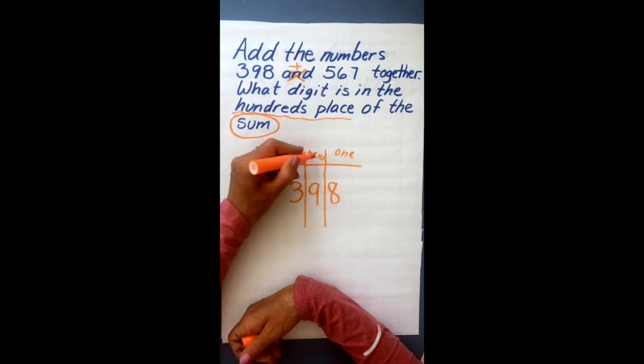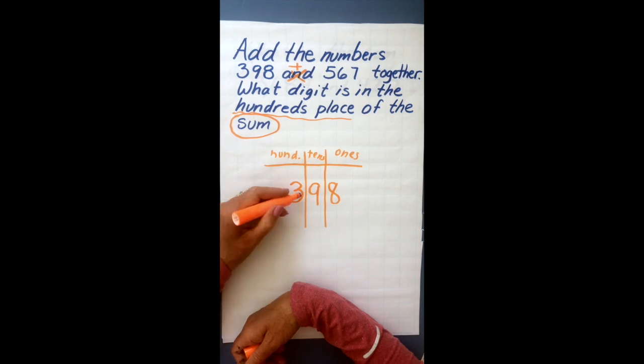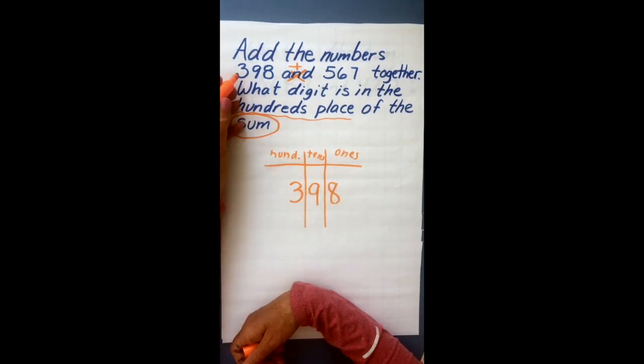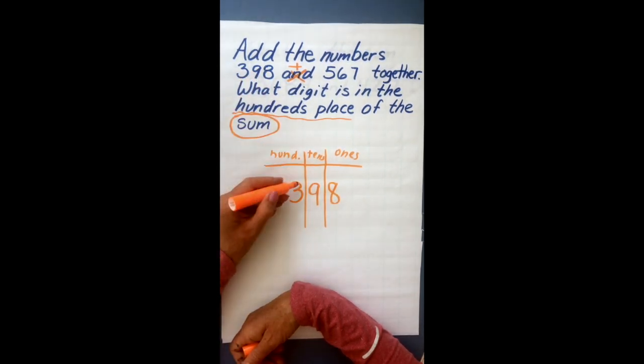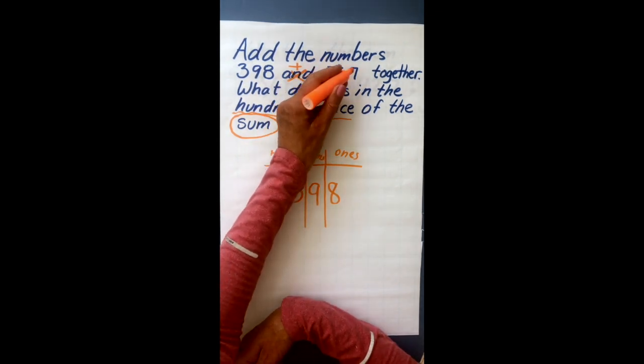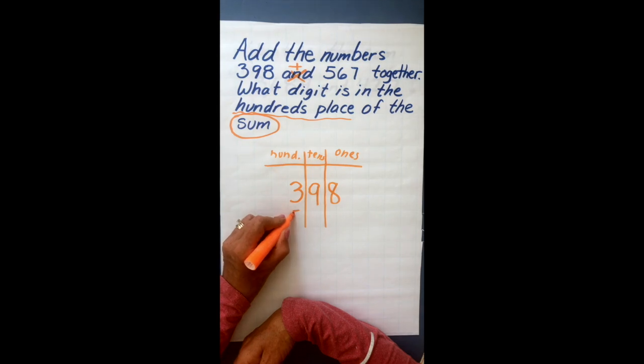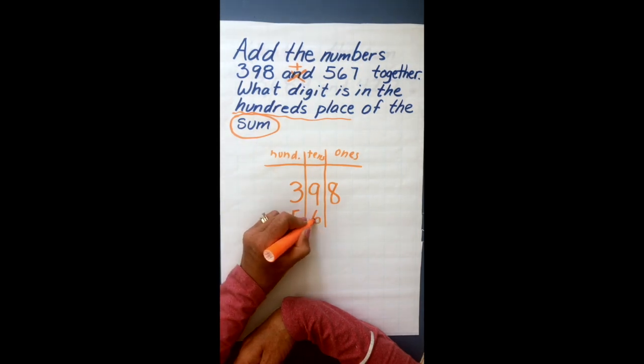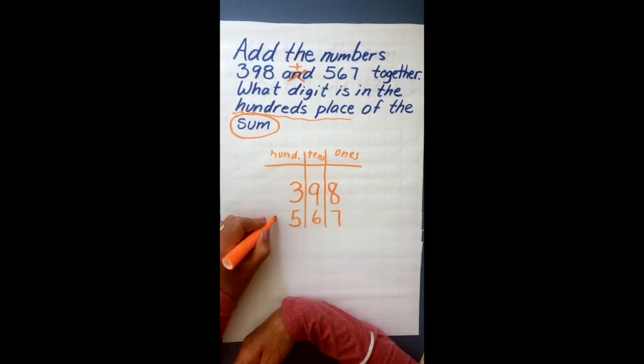So I have ones, tens, and hundreds. And I'm going to just put a dot there. All right, so I've got my first digit, and I notice there's 3 hundreds, 9 tens, 8 ones, and I've got all those lined up perfectly. Now I'm going to add 567 to that, so that's 5 hundreds, 6 tens, and 7 ones, and I'm going to add that.